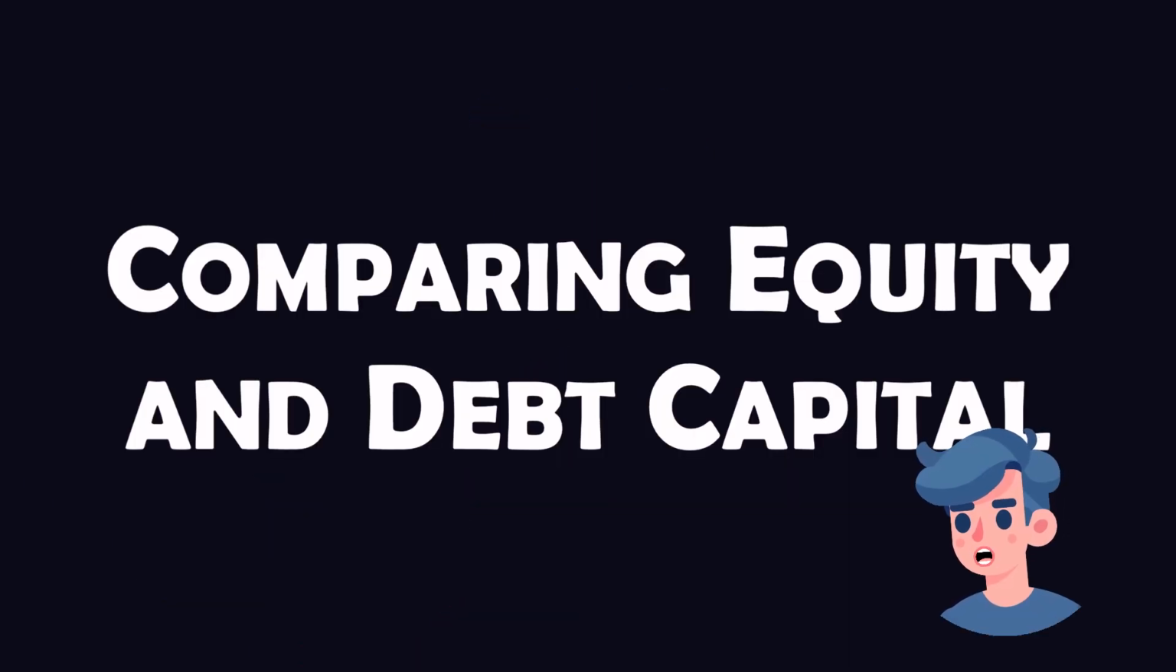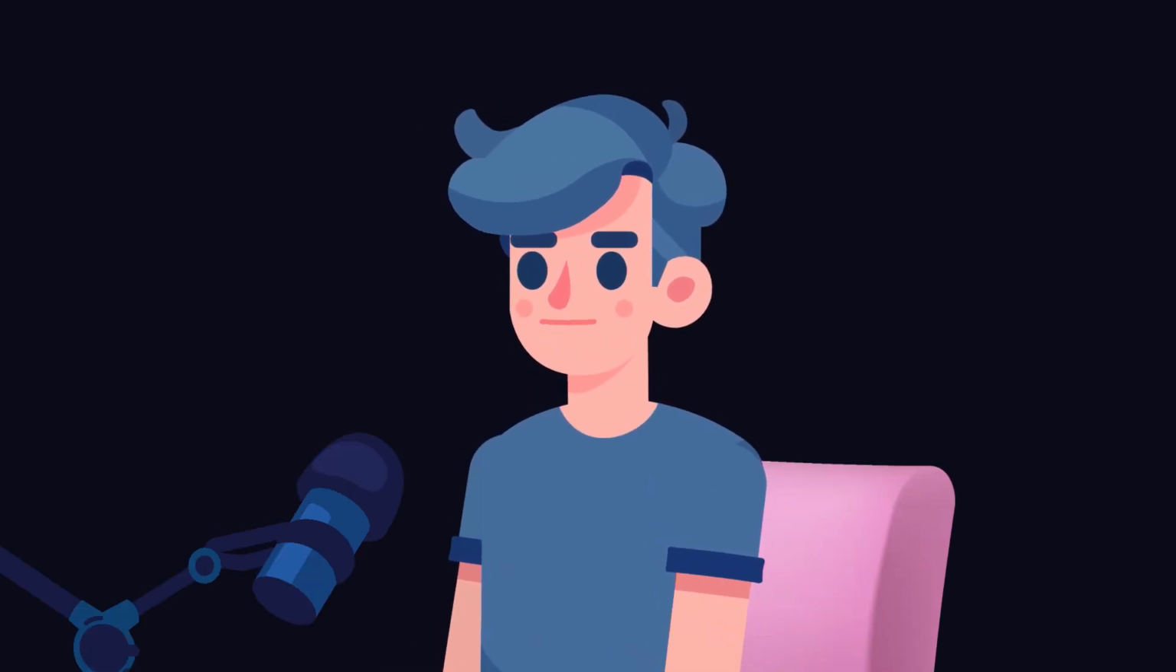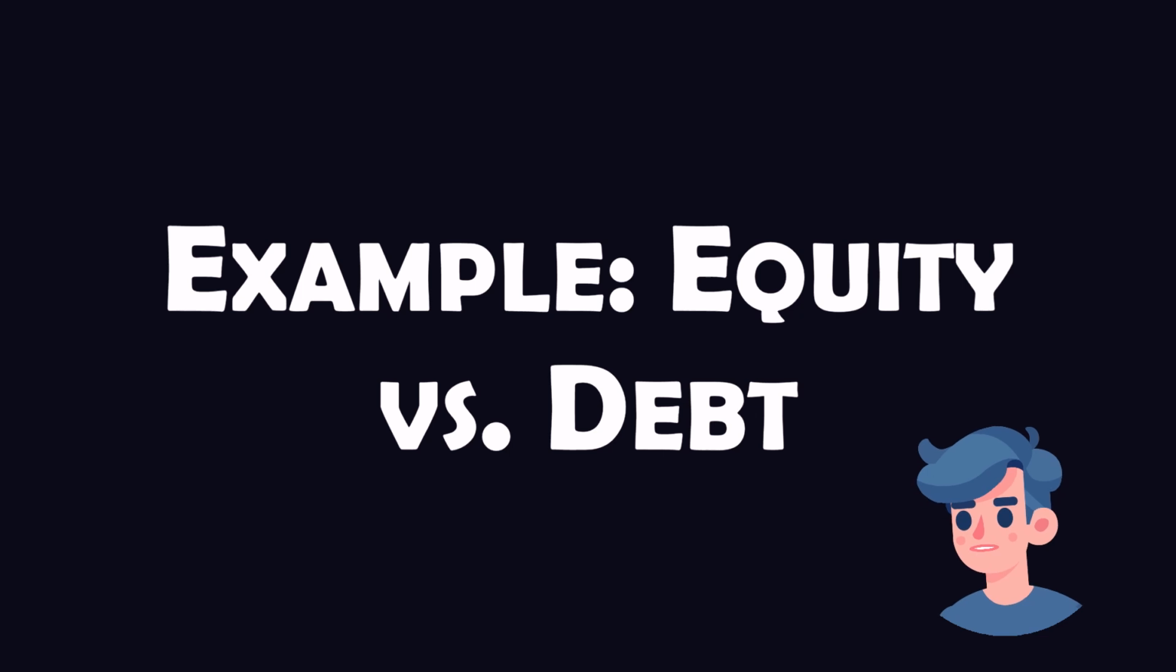Equity capital comes from shareholders who invest in return for ownership shares. In contrast, debt capital is sourced from loans or bonds, requiring regular interest payments and principal repayment. Let's compare these two with an example.